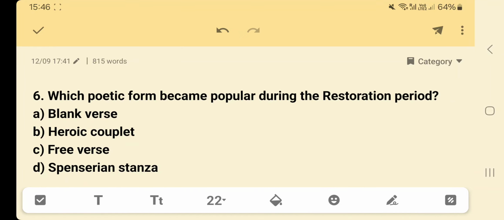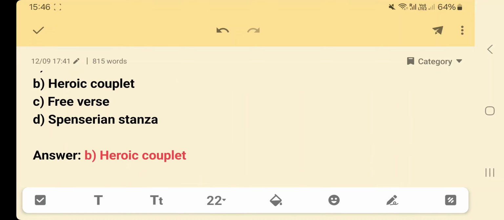Which poetic form became popular during the Restoration period? Option A, blank verse. Option B, heroic couplet. Option C, free verse. Option D, Spenserian stanza. Answer: option B, heroic couplet.